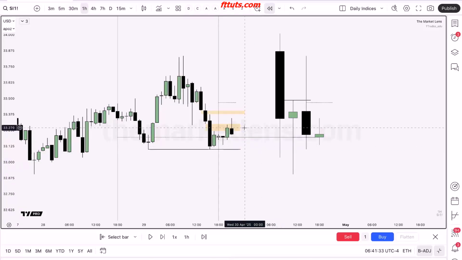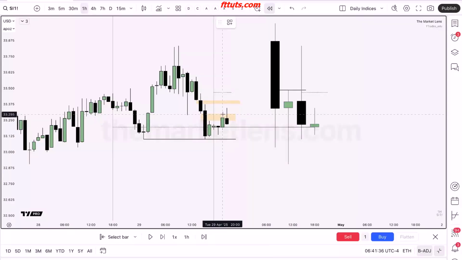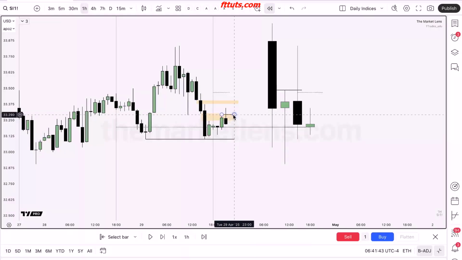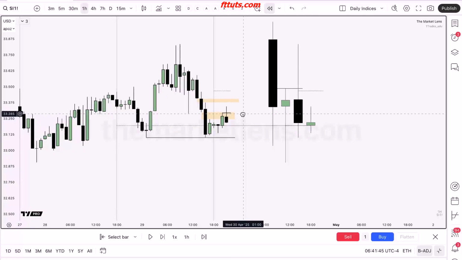Okay, we're respecting this fair value gap. We have a candle 2 closure. So we have what? Directional bias. We have our point of interest. We have a candle closure. From here, I can drop down to the lower time frames.